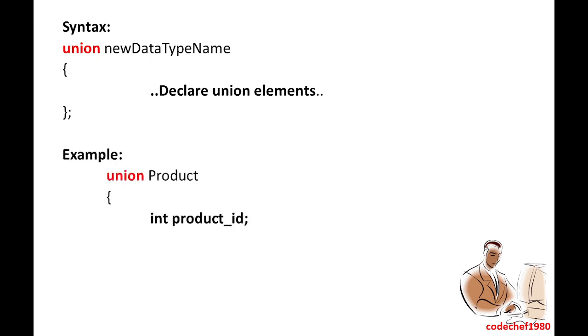Syntax wise, as I mentioned, we go with the union keyword. Afterwards we provide the data type name. Then within the scope we declare the union elements to be used for making the new data type. In the example here, product is the new data type name, and it takes two elements: product ID in integer type and product category in character. But please understand one thing: in one execution the product ID based execution may be done, in another execution the product category based execution may be done.